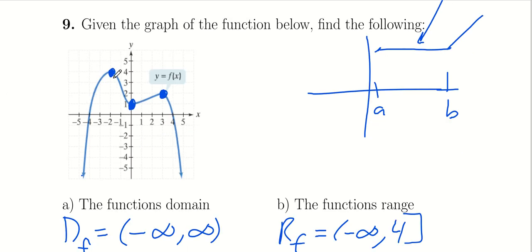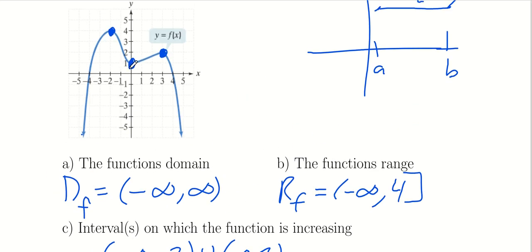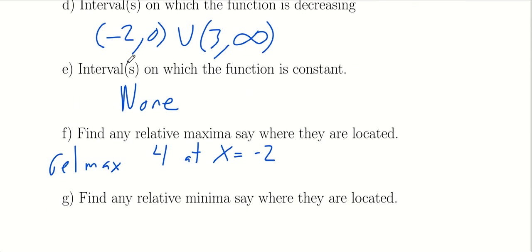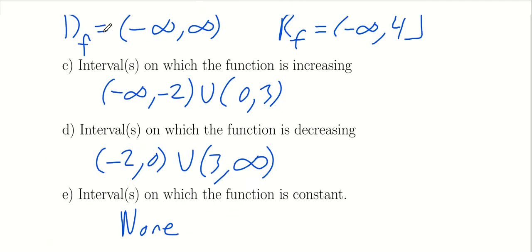The first point we see is going to be a relative maximum. And the relative maximum value is always the function value. So we have a relative max of 4 at x equals -2. So relative max of 4, and it occurs when x equals -2. This point here is a relative minimum, and it has a function value of 1. So we have a relative min of 1, and that occurs at x equals 0.